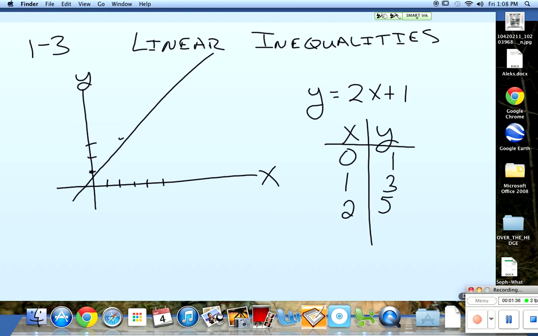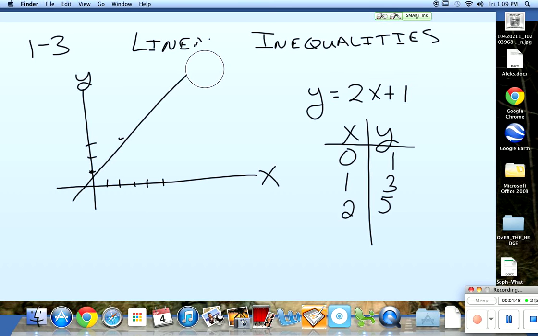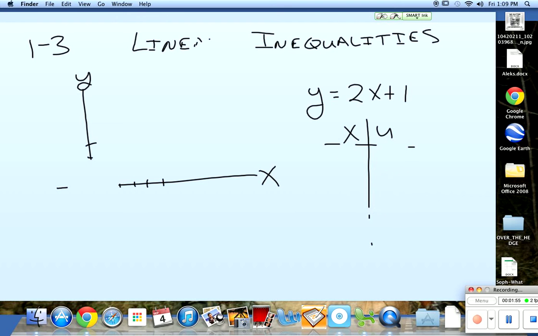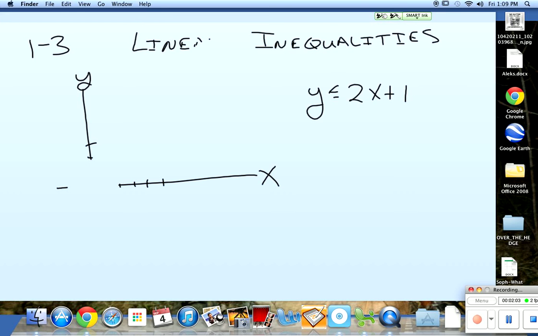We're going to graph a line. All right? Remember doing that. The inequalities is going to come in like this. Same premise. But now we are going to make this an inequality. I'm going to say y is less than or equal to 2x plus 1.